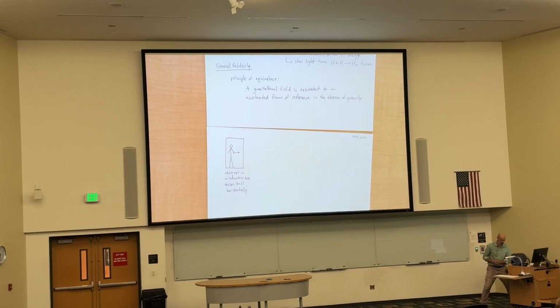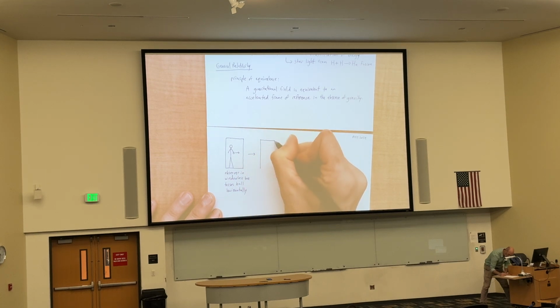So they toss this ball horizontally, and then what happens? The ball travels along a parabolic path to the floor.